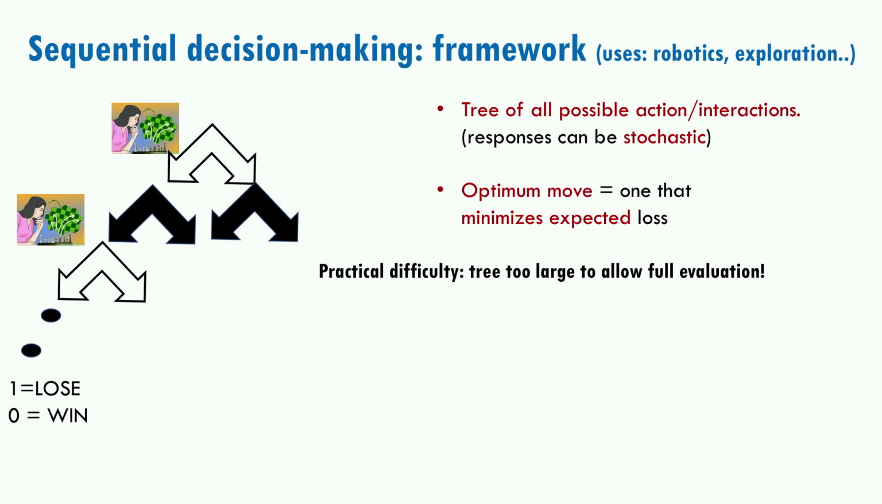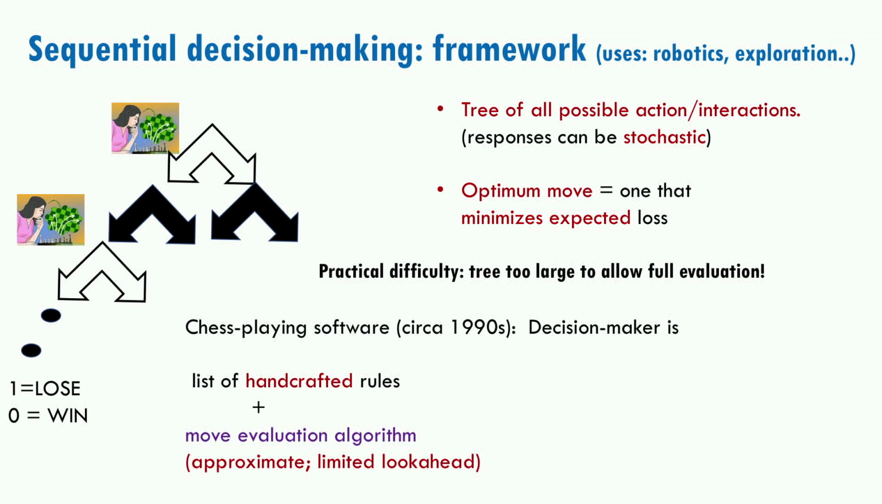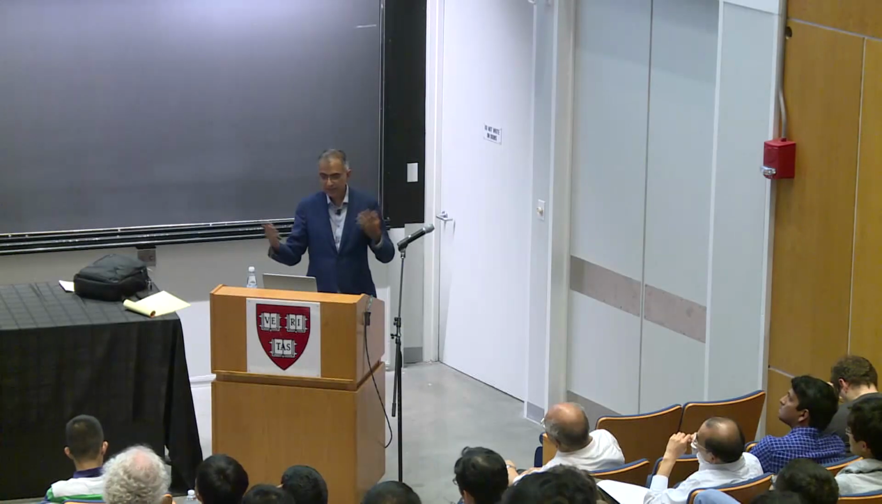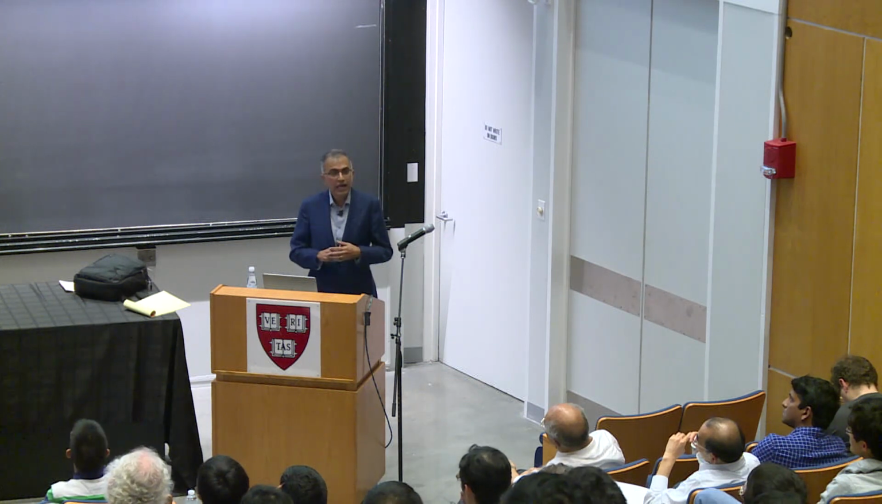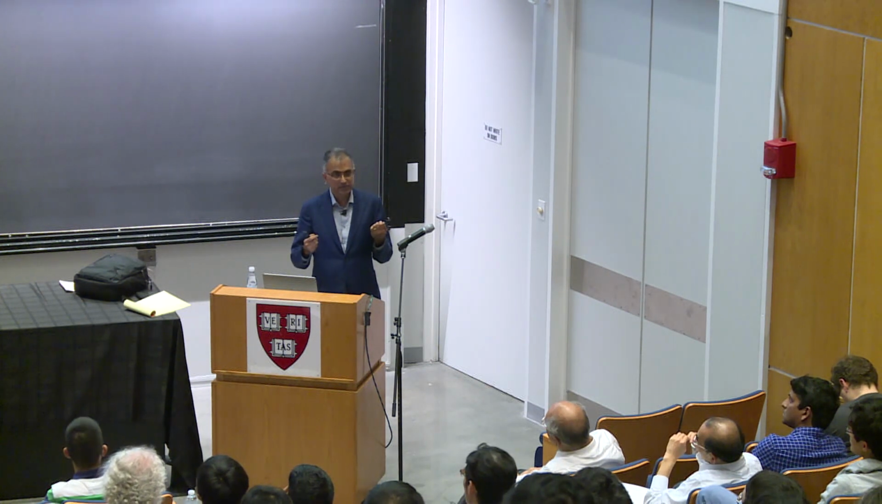Now, the practical difficulty in applying this to machine learning is that, of course, this tree is too large to allow full exploration. So you cannot define the optimum decision at the first step. You may remember the chess playing software, which was already pretty good and world champion by the 1990s. The decision maker was a list of handcrafted rules, which you got a bunch of grandmasters and computer programmers together in a room with a large database of old chess games, and they came up with these rules. And they had some kind of a way of evaluating algorithms.